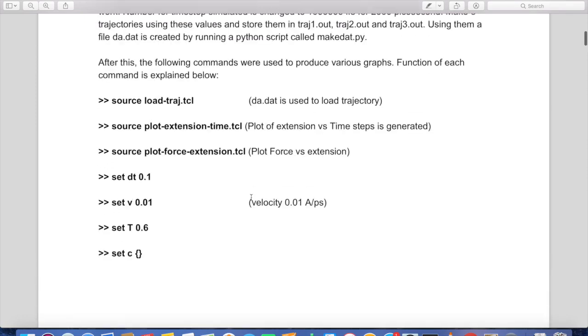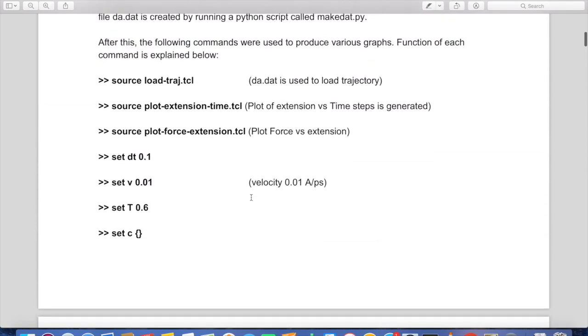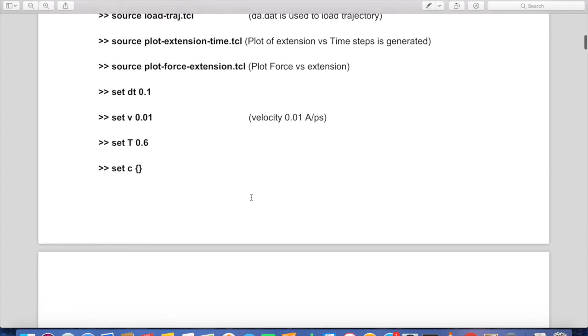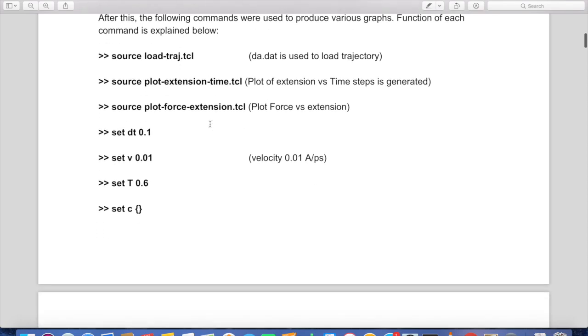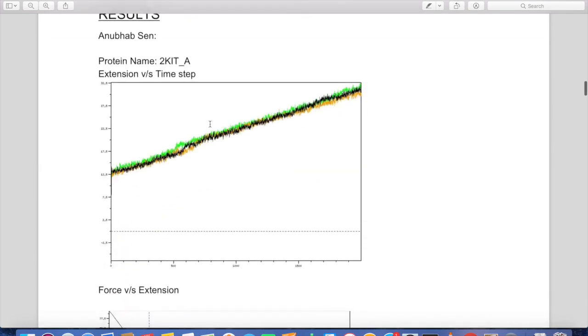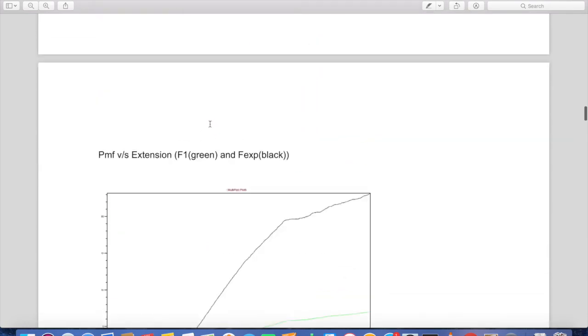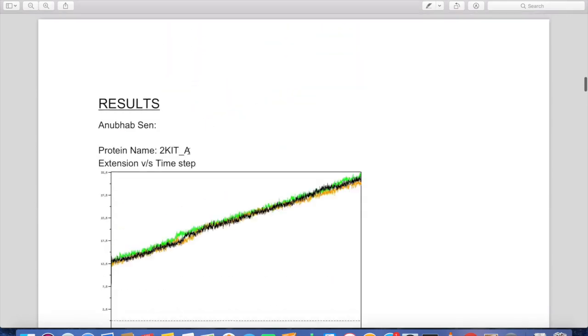Instead of a single trajectory, we generate 3. Some helper scripts were already provided to us, and we use them to plot the extension versus time graph and the force versus extension graph. Some parameters need to be modified to work in our case. For this to work in our case, load trajectory takes in the da.dat file, and all the steps necessary to generate the graphs are provided here. So these are the kind of graphs that I get. The molecule that I was assigned is 2KIT_A.